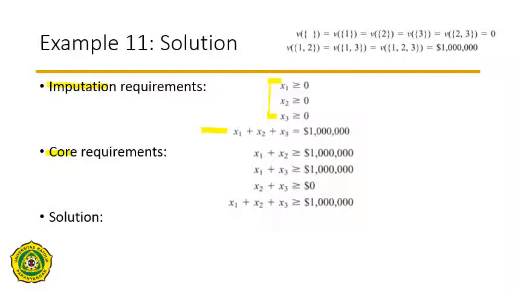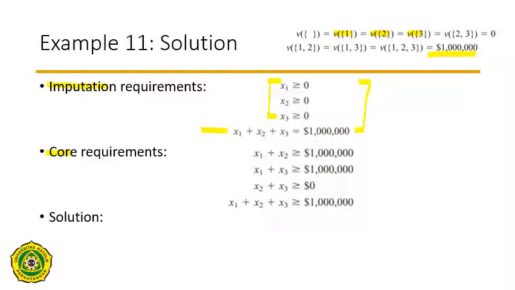So individually, it must be greater than the characteristic function of 1 acts by himself, 2 acts by himself, and 3 acts by himself. And then for group rationality, the sum of all the rewards for all players must equal to the characteristic function of the grand coalition. So these constraints here say that the reward vector must be an imputation.